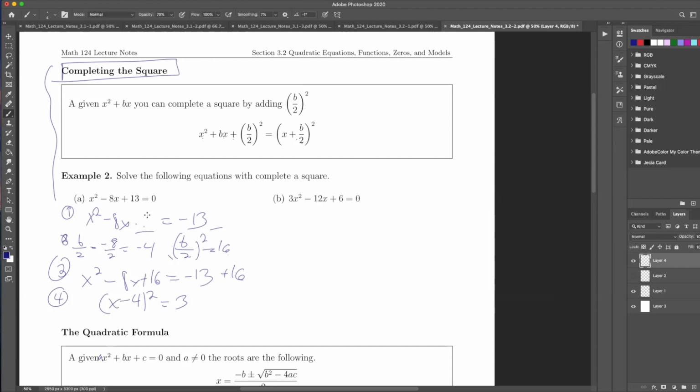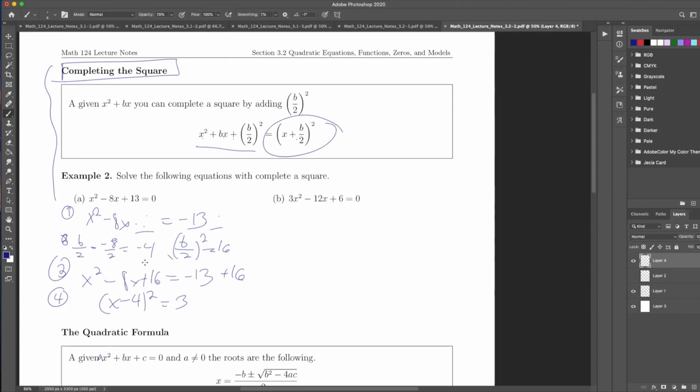So technically I should add it here and here, but I'm just writing it as an extra step, just not to confuse anyone. So I took this and added 16 here and added 16 here, because what you add to one side, you must add to another. Then I take this and I use this formula here to rewrite it as this. So here I have x plus b over 2 quantity squared. Well, that's just x plus b over 2 squared.